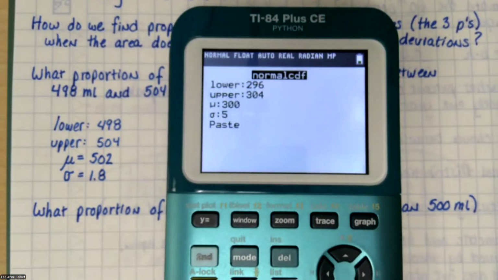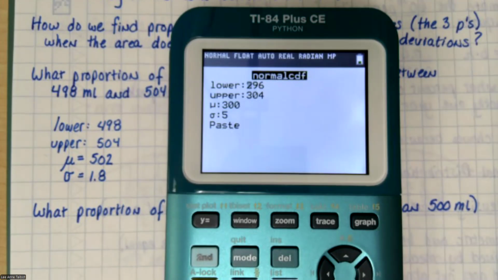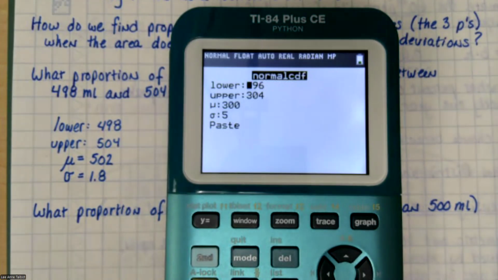Do those numbers make sense from what we did yesterday? It wasn't yesterday, it was Wednesday. Last year I had my stats class on Thursday. I'm going to have to get used to that. But do you remember those numbers from when we made the graph? So 498, 504, 502, 1.8.